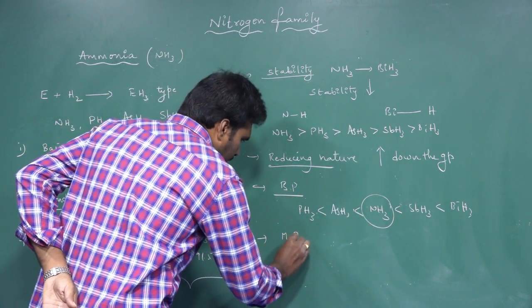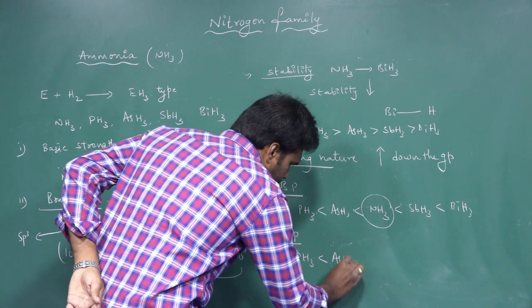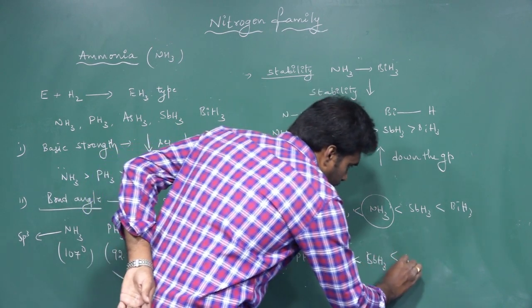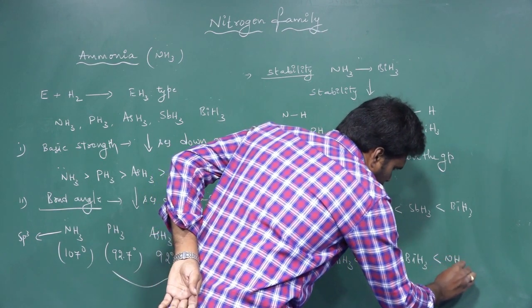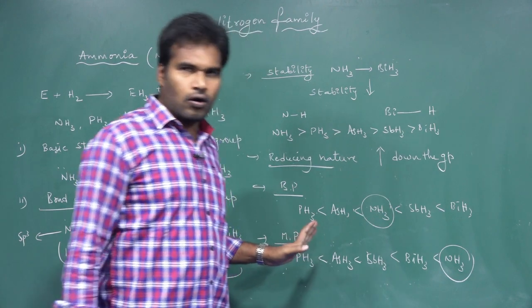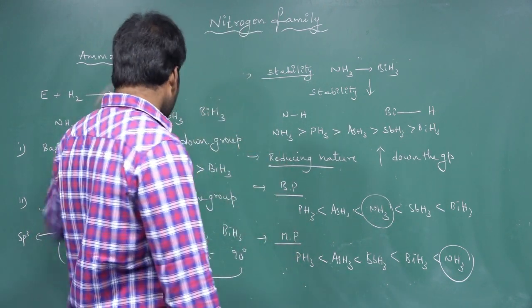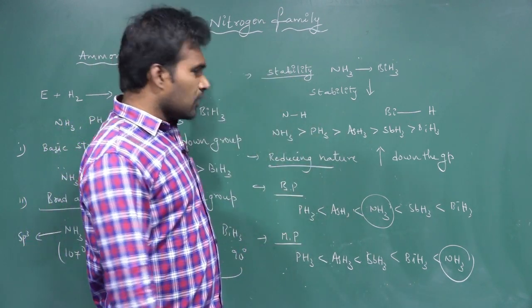Coming to the melting point. Ammonia exceptionally has a higher melting point than all the remaining ones. So this is the melting point order, this is the boiling point order. These are the general properties we should know before we start about ammonia.